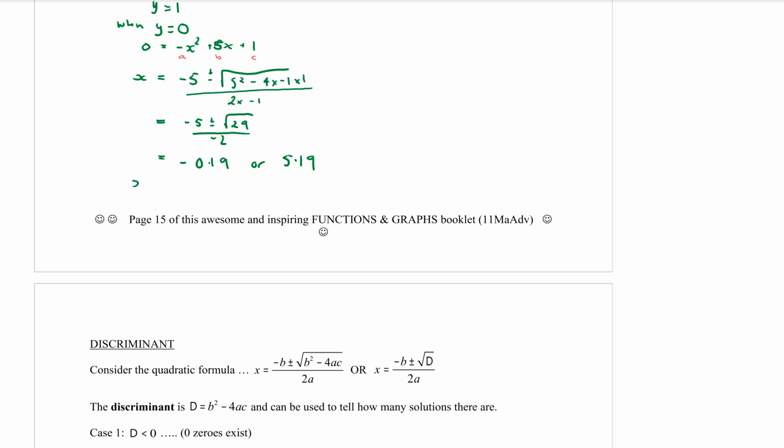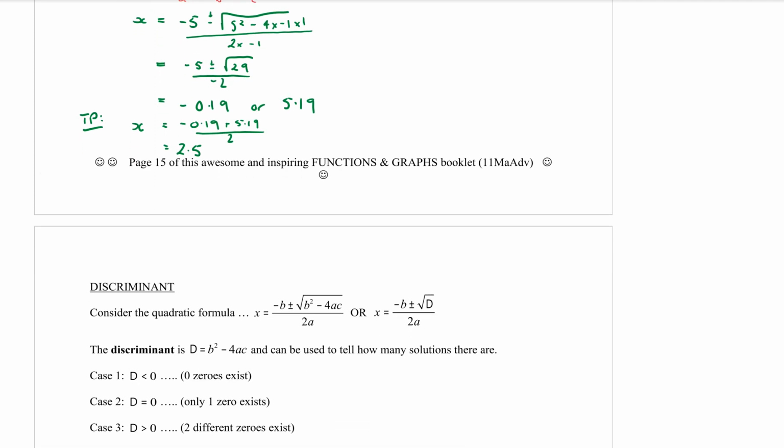So I would go, for the turning point, I'm going to put TP here for turning point. X is going to be equal to the minus 0.19 plus the 5.19 over 2. And that comes out as a very nice 2.5. Once you have found the x value, you still need to find the y value of your turning point. So you sub that back into your original equation for y. So I'm going to put it underneath here. Hopefully you've got more room than me.